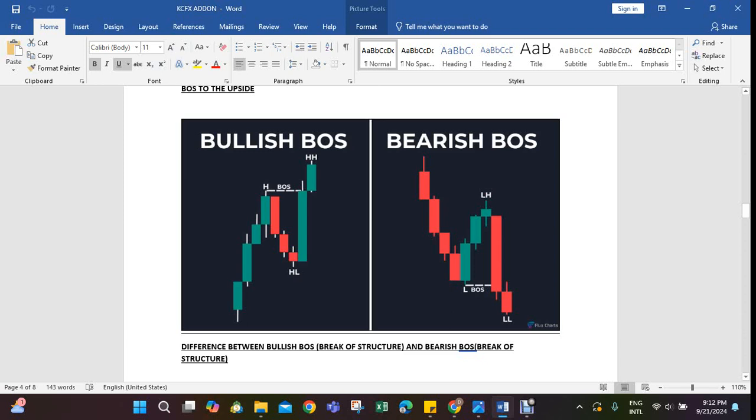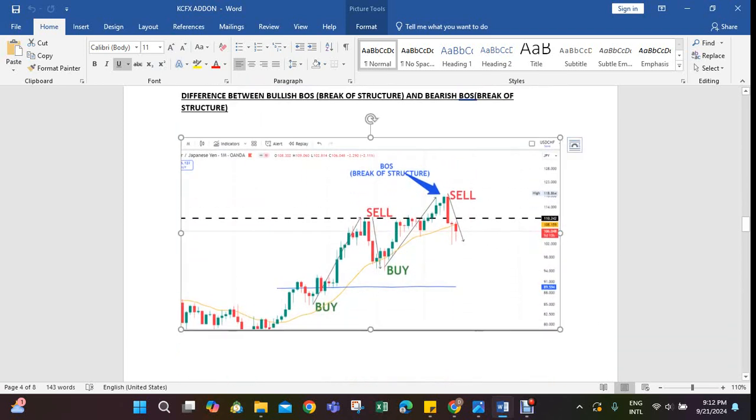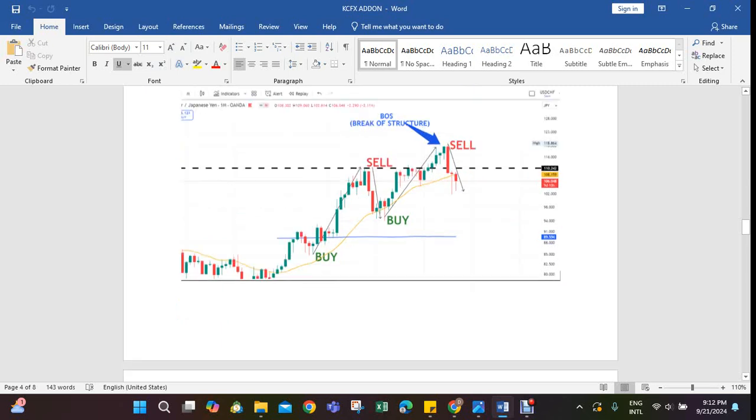Okay, it's explained. Now this is another way to help us understand. You can see the market went up and came down. You can see the dash line that I drew here. You can see the market cross that line to create the BOS, the break of structure. It surpassed the previous higher high, which was the sell here, and created a break of structure. So this is also explained.